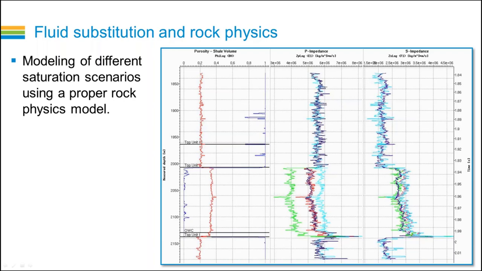You have a prediction tool with which you can see what if my reservoir fluid is only water, or what if my reservoir fluid is only brine or gas. So here you see an example of using a rock physics model to have what if scenarios. What if your reservoir fluid is specific and is not given at the well location?